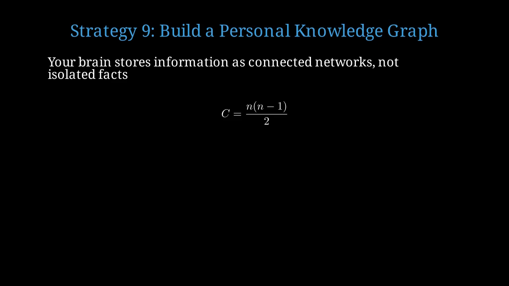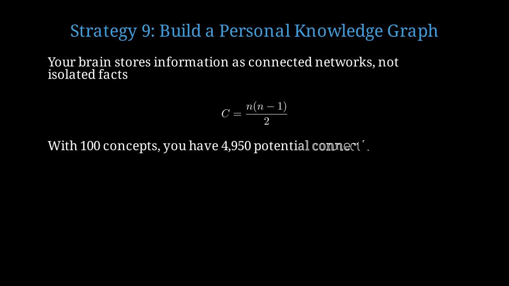The number of possible connections grows as n times n minus 1 divided by 2. C is connections, n is number of concepts. This grows quadratically. If you understand 100 concepts, you have 950 potential connections between them. Each connection is an opportunity for insight. Insight potential grows logarithmically with connections. More connections create more opportunities for breakthrough thinking.